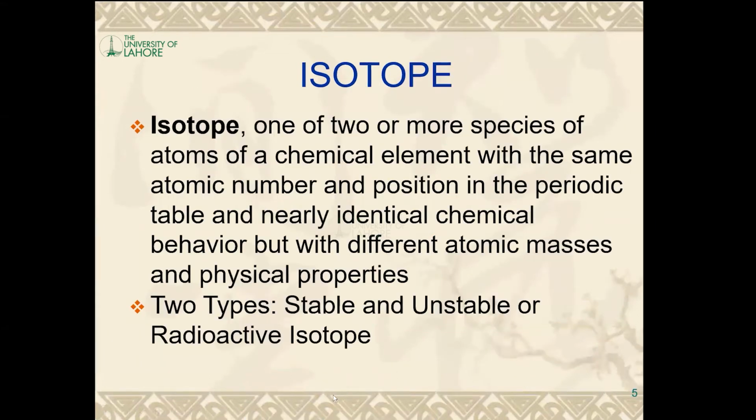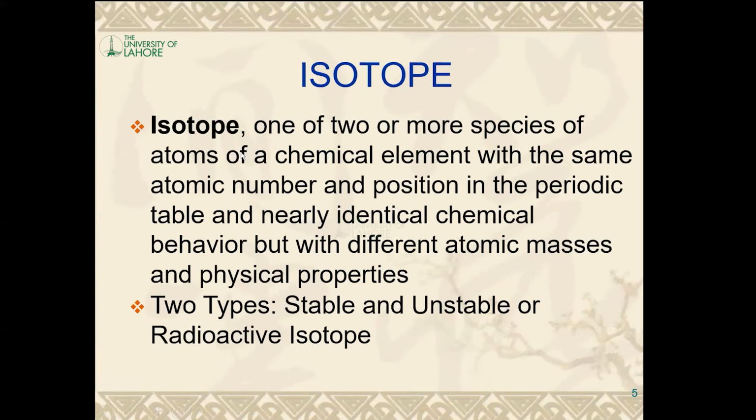Now, what are isotopes? As you have read in chemistry, an isotope is basically one or two more species of the same atom having the same atomic number and different atomic mass number. For example, if you talk about carbon, carbon has three isotopes: carbon 12, carbon 13, carbon 14. But the difference is their atomic mass. So these are called isotopes.